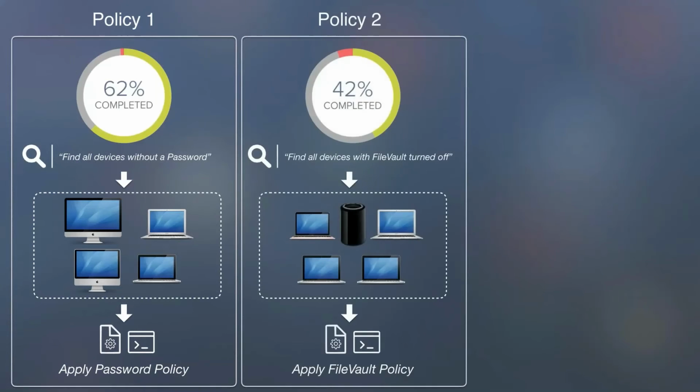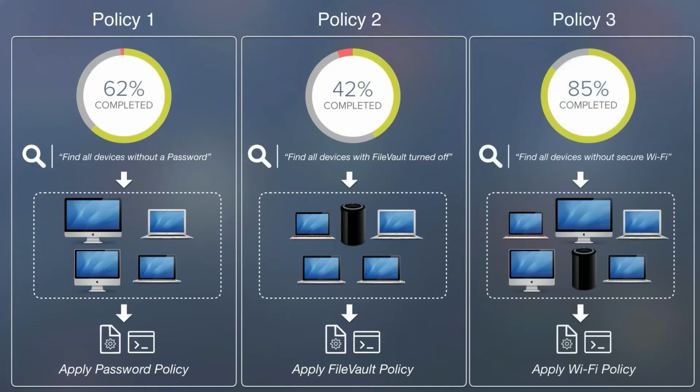Starting with find all devices without a password. And with this search, I could very easily apply a password policy to all devices that are not compliant. In a similar vein, perhaps I want to find all devices that don't have File Vault turned on. All of these guys are not currently encrypted, and I can push out a profile to enforce File Vault. And find all devices without secure Wi-Fi. Same idea here. I'll get a list of every device that's not on my secure Wi-Fi, and I'll be able to push a new policy to ensure they get back to compliance.